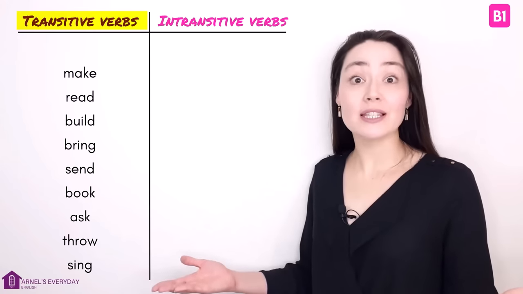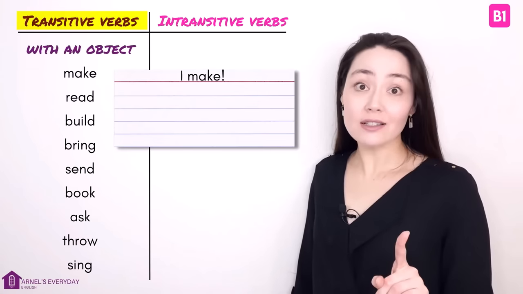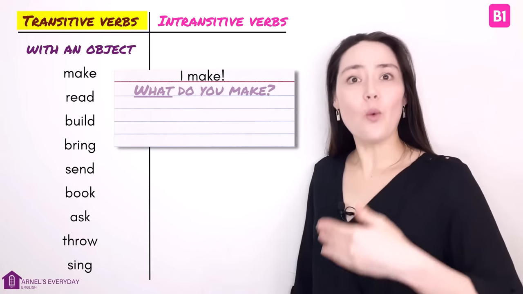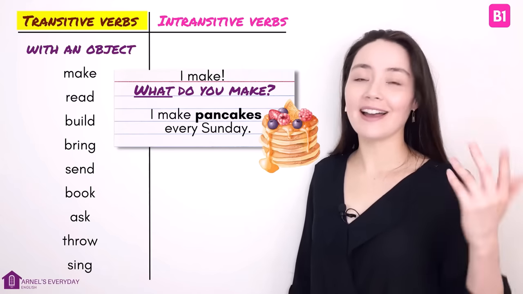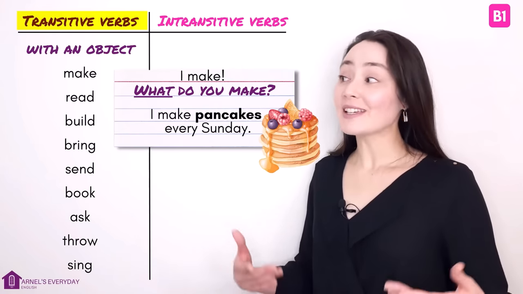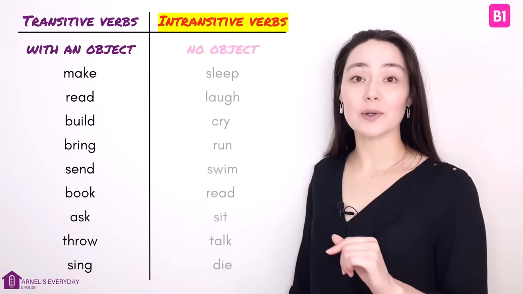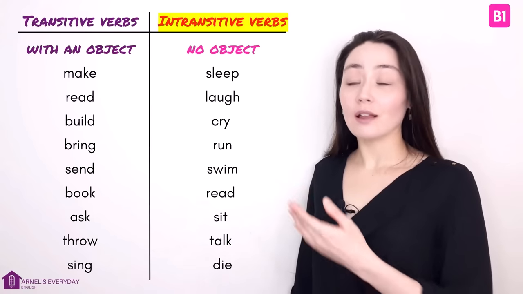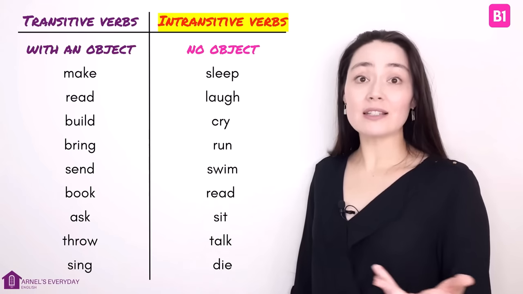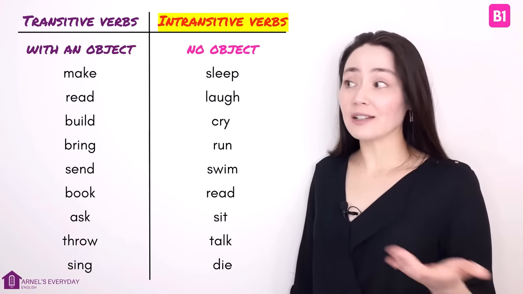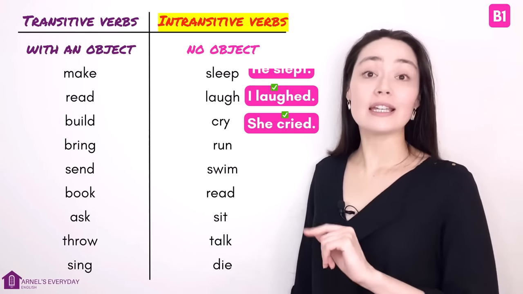Transitive verbs, what are transitive verbs? Transitive verbs need an object. I cannot say, I make. What do you make? Silly me, I make pancakes every Sunday. What's the opposite of a transitive verb? Intransitive verbs. Intransitive verbs, like the ones you see here, do not need an object. You can make a complete sentence just by using a subject and an intransitive verb. I laughed. She cried. He slept.